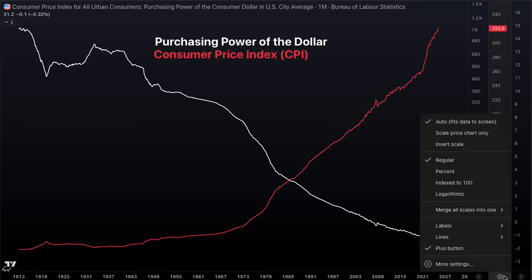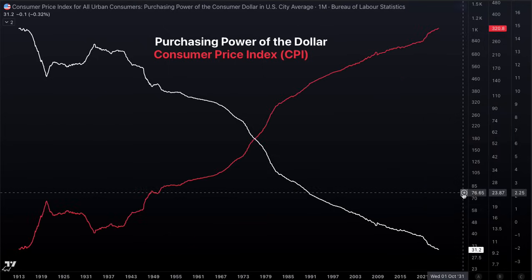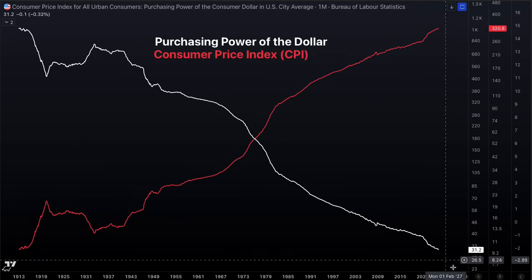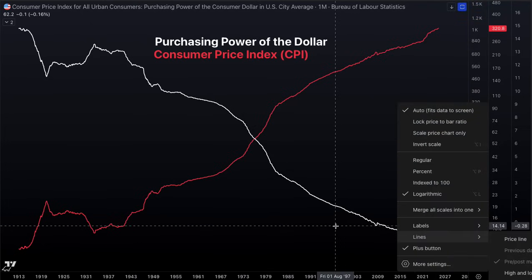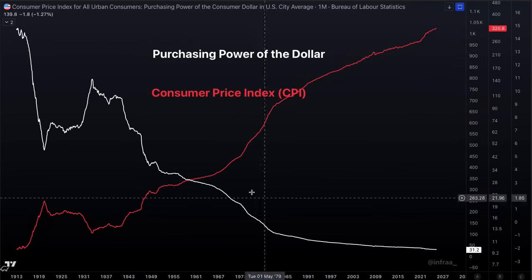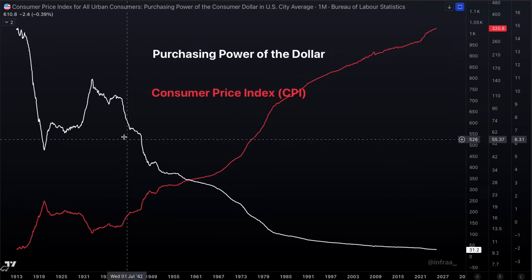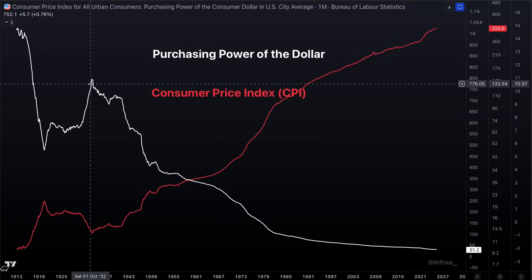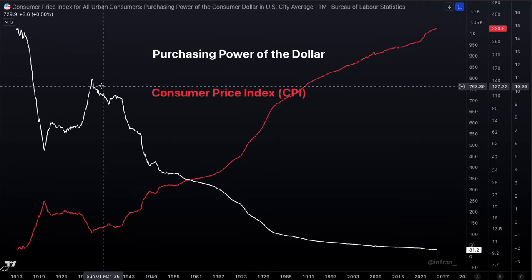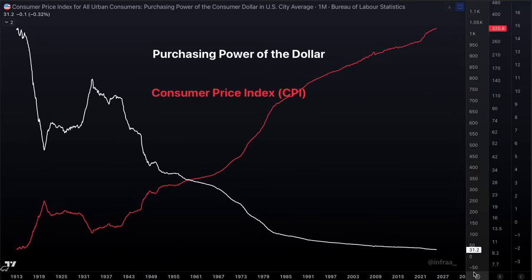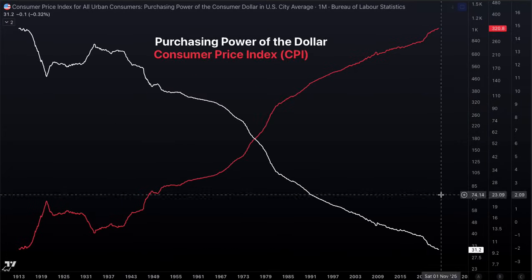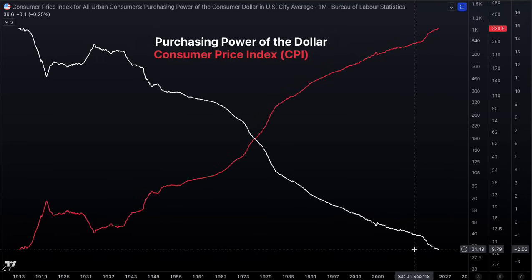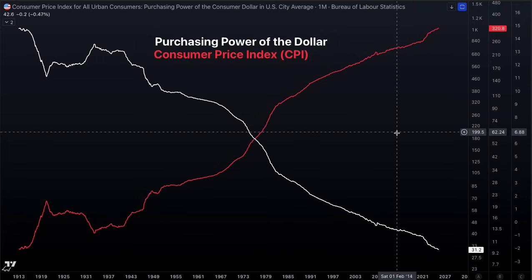Well, these are regular. The red line is a regular chart. Let's put it in logarithmic form, so this accounts for exponential changes. I'll throw the purchasing power in regular form. So it's just asymptotic down and to the right. Purchasing power has been lost relentlessly, going back all the way to the Great Depression. But accounting for exponential changes and looking at it in log, we can see two things.